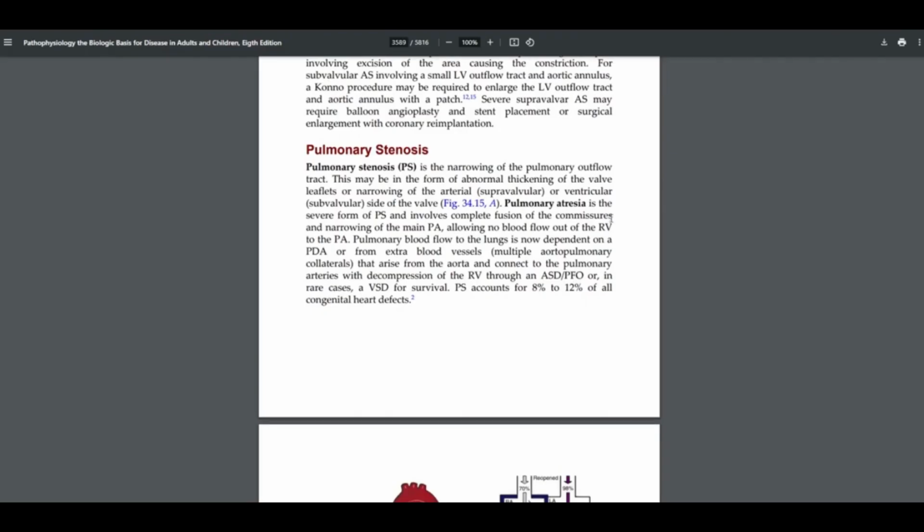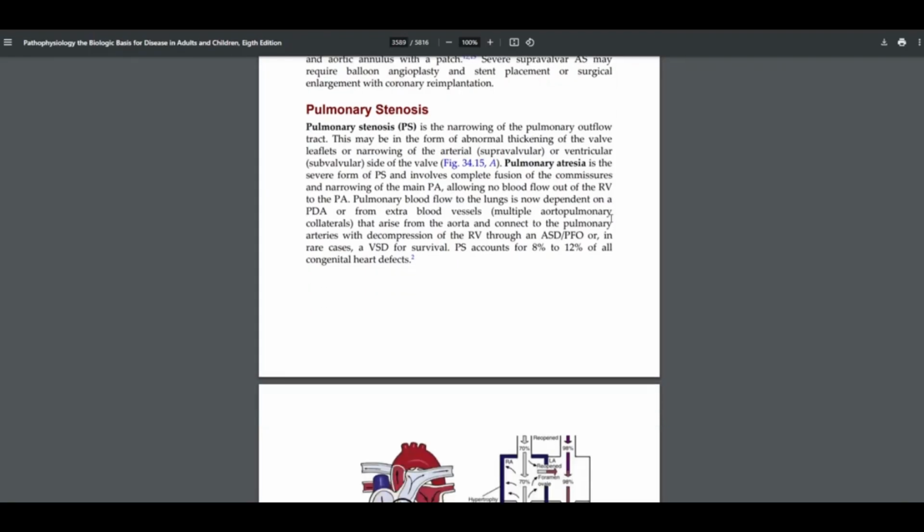That leads us to our pulmonary stenosis. Pulmonary stenosis is the narrowing of the pulmonary outflow tract. This may be in the form of an abnormal thickening of the valve leaflets or narrowing of the arterial or ventricular side of the valve. Pulmonary atresia is the severe form of pulmonary stenosis and involves complete fusion of the commissures and narrowing of the main pulmonary artery, allowing no blood flow out of the right ventricle to the pulmonary artery.